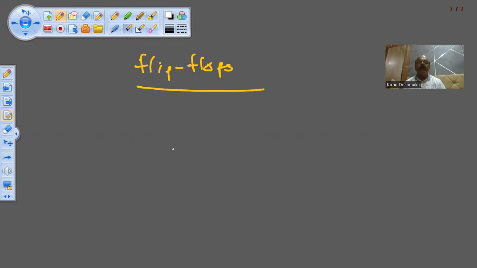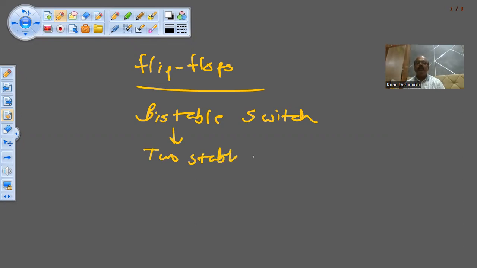That is the topic which we are going to study. What is basically a flip-flop? Flip-flop is nothing but a bistable switch. What do you mean by bistable? Bistable means two stable states.